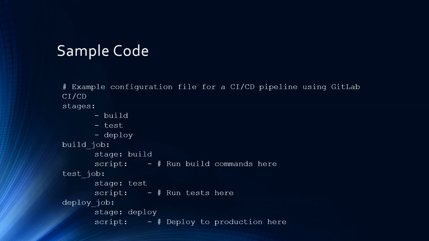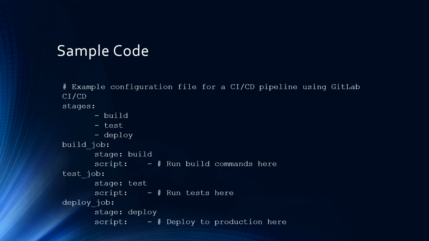Let's examine this sample GitLab CI/CD configuration file and understand how it implements the workflow we just discussed. This YAML configuration defines 3 primary stages: build, test, and deploy. While this is a basic example, it illustrates the core concepts of pipeline configuration.